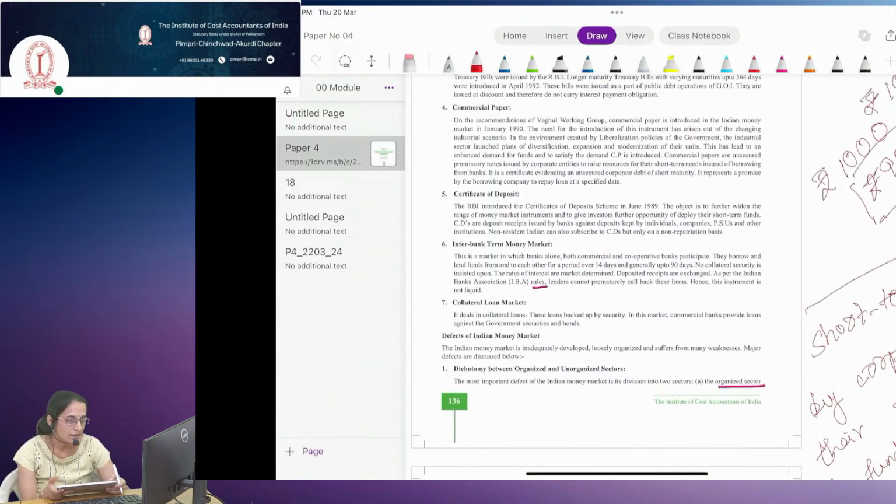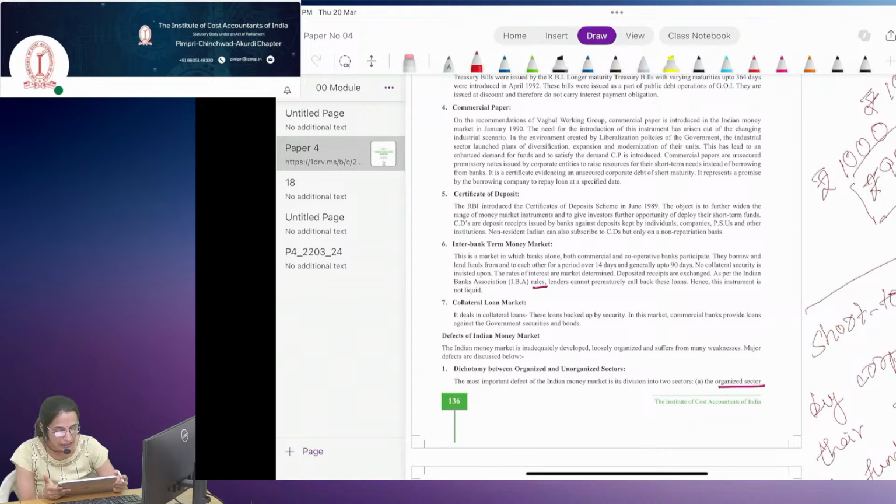And these are unsecured. Unsecured means what? There is no security taken for issuing the bill. See, if I take a commercial bill from any organization and that organization goes bankrupt or insolvent, in that case I will not be receiving the amount of that commercial bill. So these are unsecured instruments.